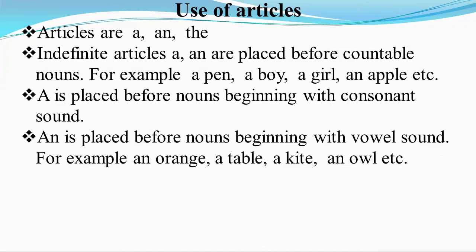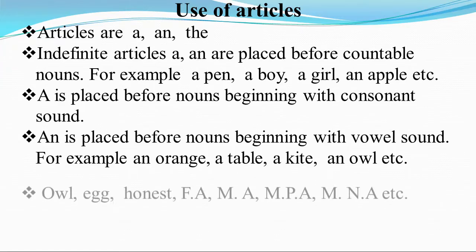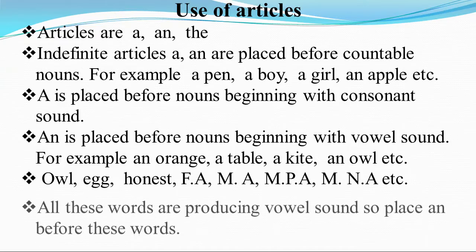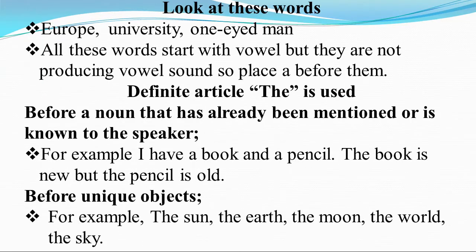For example, look at these words: owl, egg, honest, FA, MA, MPA, and MNA. All the above words are producing a vowel sound. So we will place an before these words. An owl, an egg, an honest, an MPA, an MNA, etc.